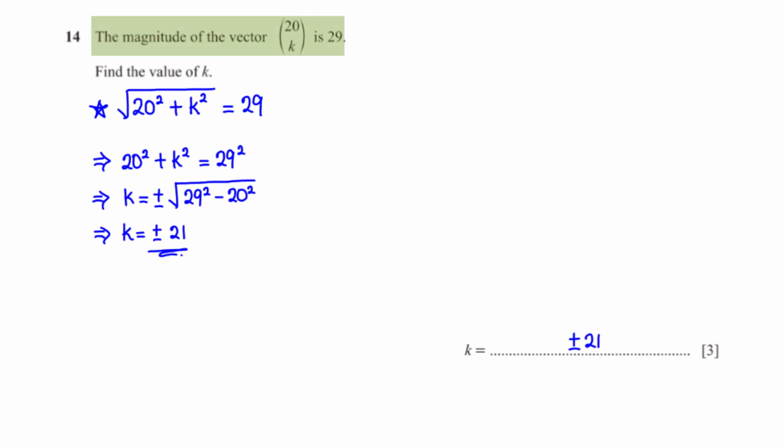The magnitude of the vector (20, k) is 29. Find the value of k. The magnitude of the vector can be expressed as the square root of 20 squared plus k squared, and this is equal to 29. When we square both sides of the equation, we have 20 squared plus k squared equals 29 squared. When we make k the subject, we get plus and minus the square root of 29 squared minus 20 squared. When we type the square root of 29 squared minus 20 squared into the calculator, we get 21. And so k is equal to plus and minus 21.